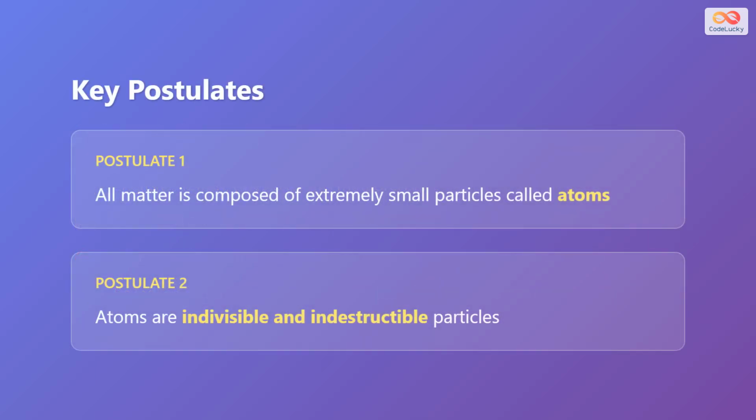Let's begin with the first two fundamental postulates of Dalton's atomic theory. Postulate 1 states that all matter is composed of extremely small particles called atoms. Postulate 2 declares that atoms are indivisible and indestructible particles. This means that atoms cannot be broken down into smaller pieces and they cannot be destroyed through any chemical process.